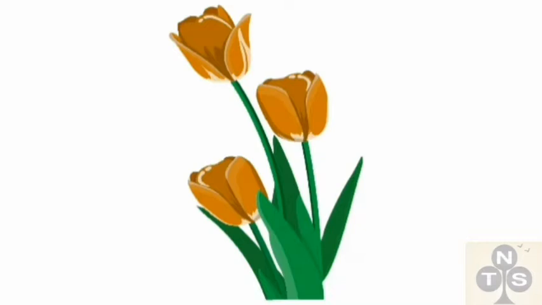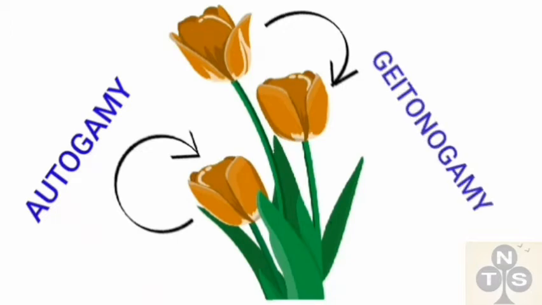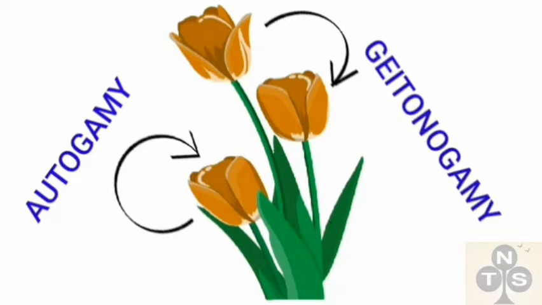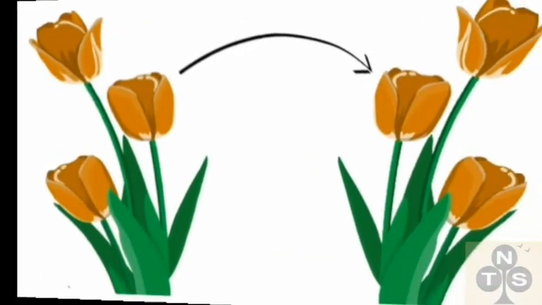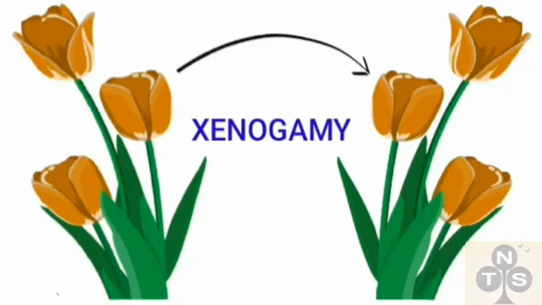If the anther and the stigma belong to the same flower, it is called autogamy. If they belong to different flowers of the same plant, it is known as geitonogamy. Autogamy and geitonogamy are collectively called self-pollination. And if the pollen is transferred from an anther to the stigma of a different flower belonging to a different plant, it is called xenogamy. Xenogamy is also known as cross-pollination.